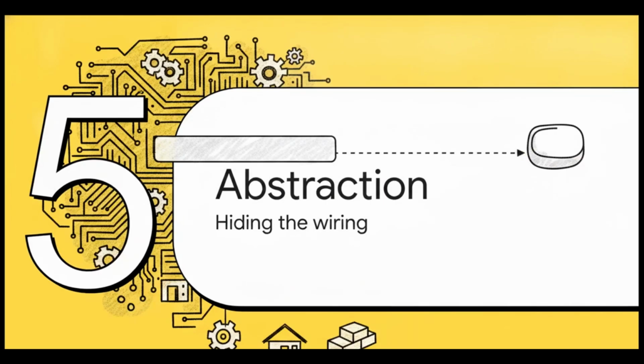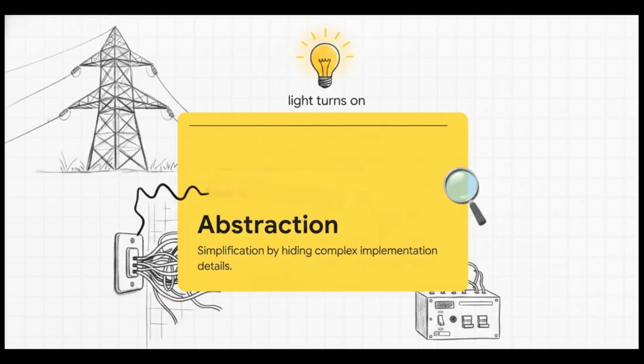Bringing us to our final section, Section 5, Simplification through Abstraction, or as I like to call it, hiding the wiring. So abstraction is a technique to identify and use simplification by intentionally hiding complex implementation details. Think of it exactly like a light switch in your house.